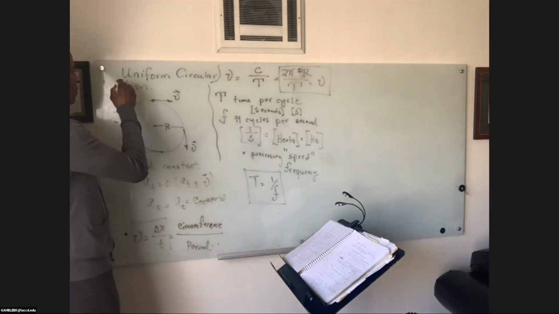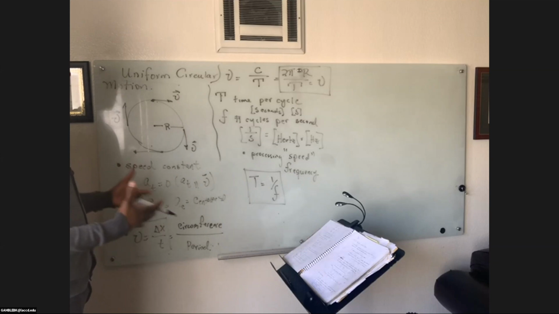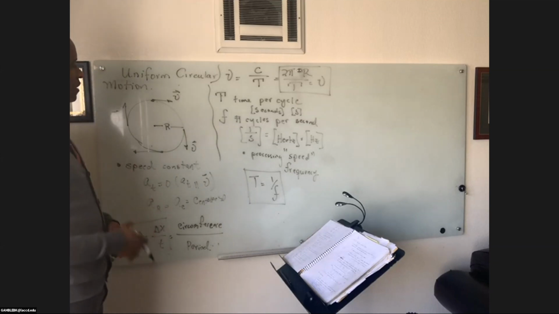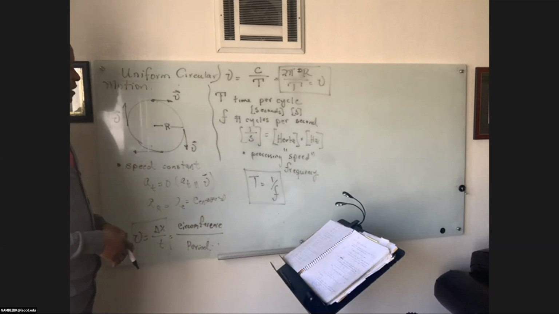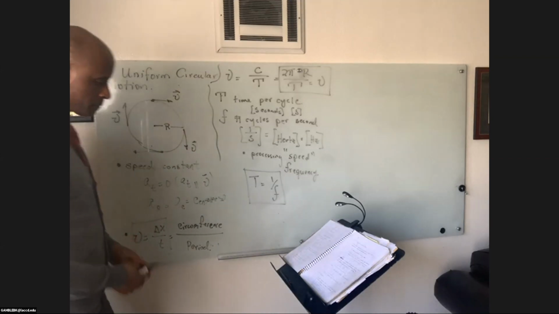Incidentally, the uniform in the title uniform circular motion refers to speed, not velocity. Obviously, it's the thing that is constant. Uniform is another word for constant. So uniform is obviously referring to the magnitude of the velocity.